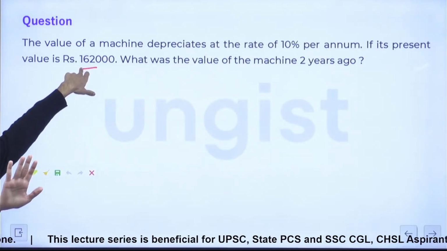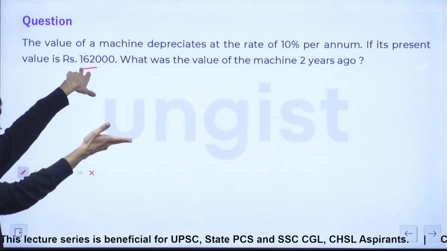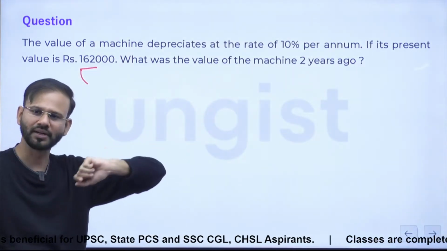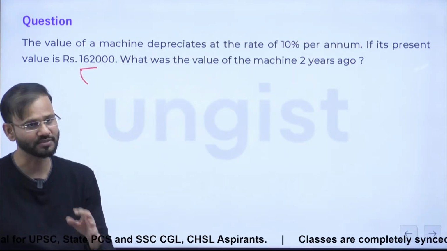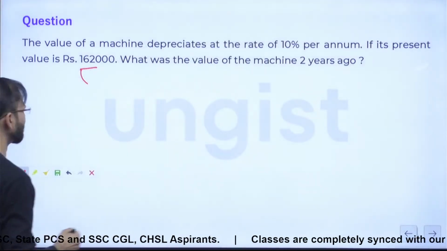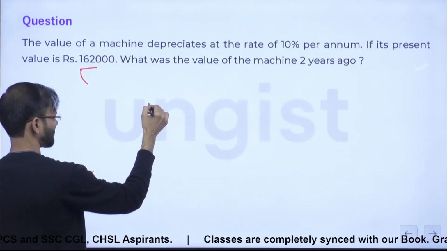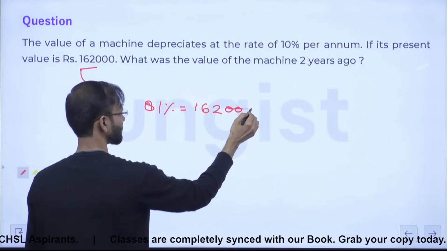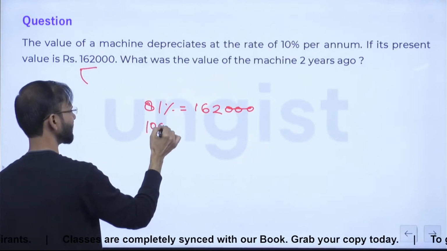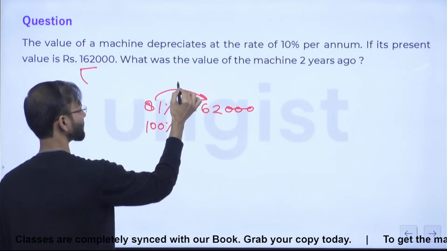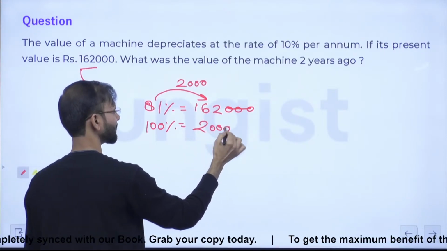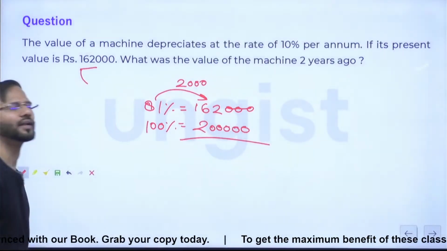Right? मतलब 2000 times. So 100% into 2000. 100 into 2000. This will be 2 lakhs. Right? देखिए. 81% is equal to 162,000. Then 100% is, so this is 2000 times, correct? So this is 2000 into 100. So this is like this. Everybody, yes or no?